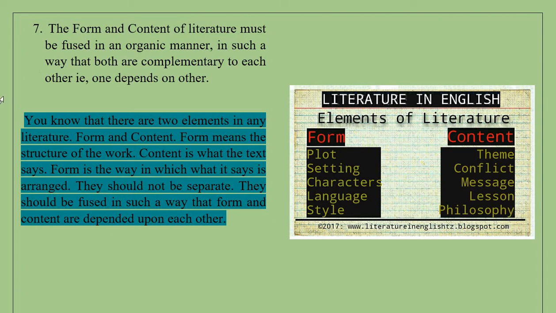You might have noticed there are two elements in any literature: form and content. Form means the structure of the work. Content is what the text says. To explain it in a different way, form is the way in which what it says is arranged.